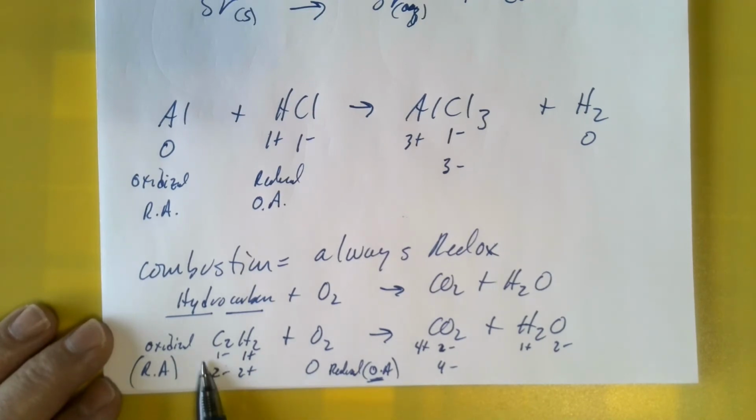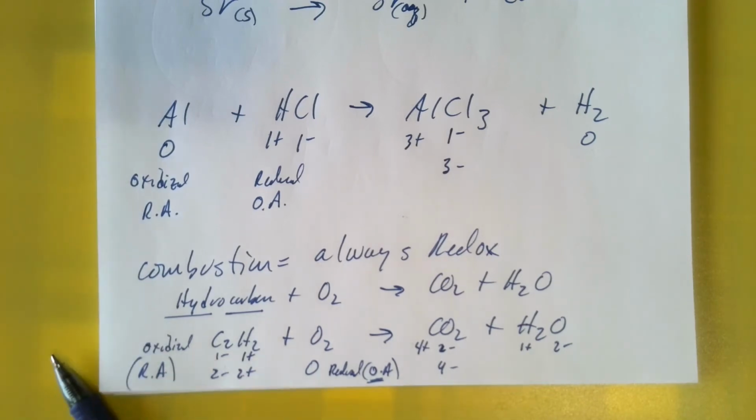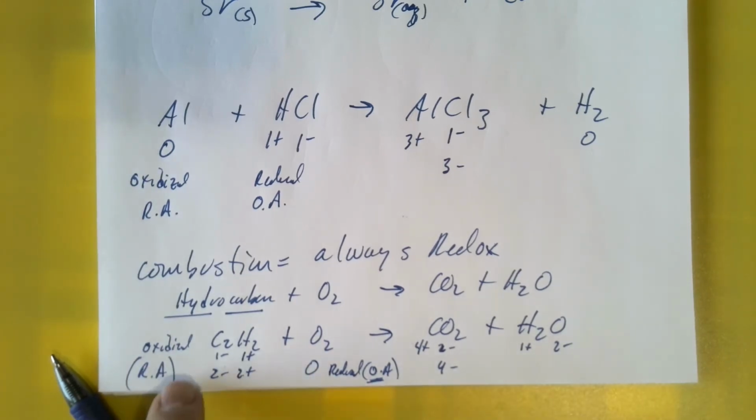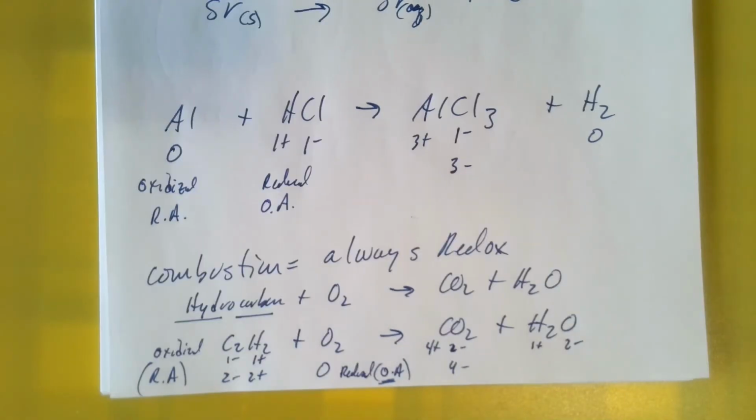Yeah, and that's why the carbon went from a 1 minus to a 4 plus. Exactly. That's why it's the reducing agent. That's why it was oxidized, because it lost electrons, and the only way to go from a 1 negative to a 4 positive is to lose electrons. Does that make sense? Yeah. Okay.